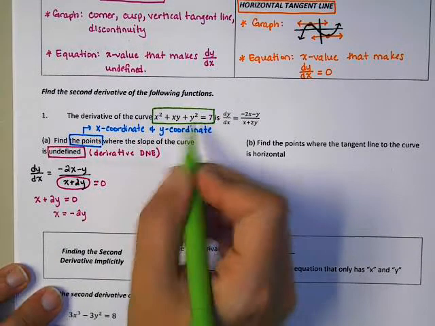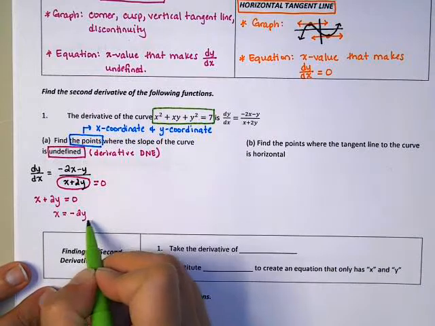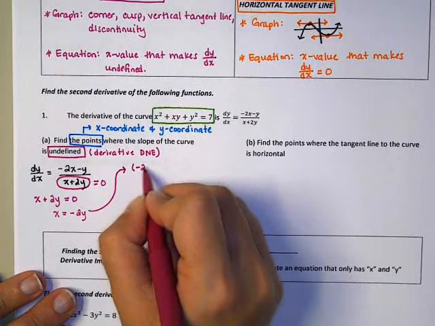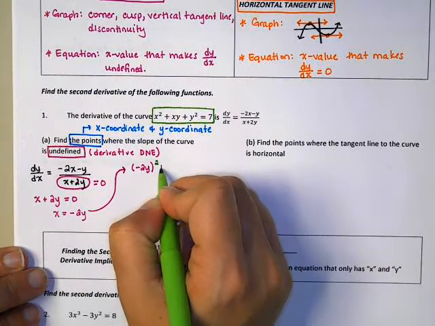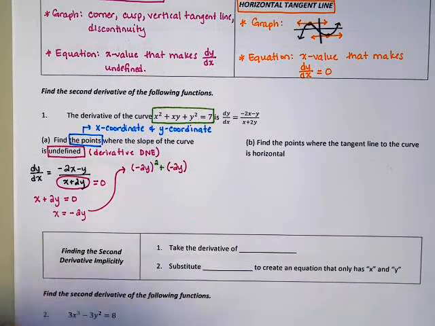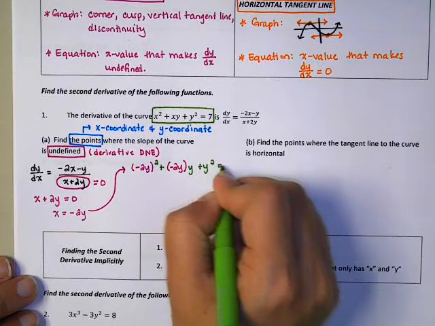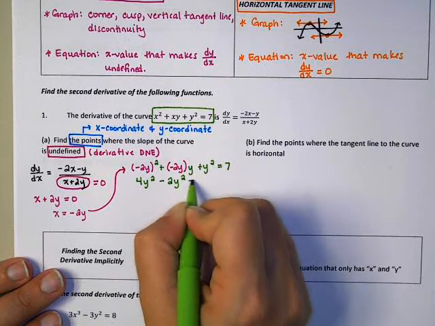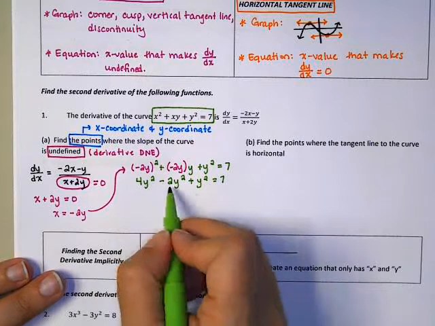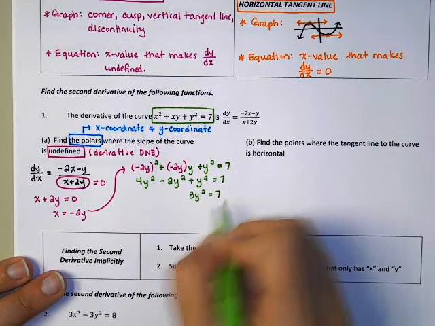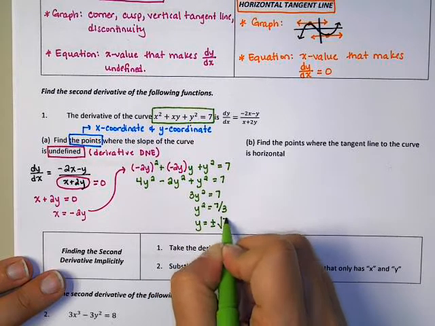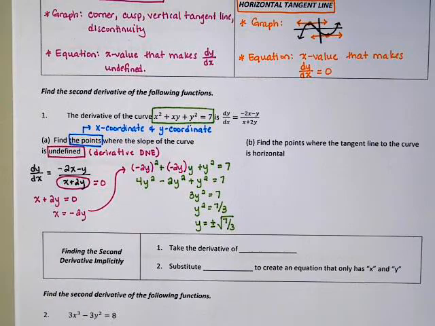Now I'm going to take this equation and replace all of the x's with negative 2y. So in this equation, I'm going to have negative 2y squared plus negative 2y times y plus y squared equals 7. If I simplify this equation, I'm going to have 4y squared minus 2y squared plus y squared equals 7. Now 4 minus 2 is 2, plus 1 is 3y squared equals 7. I would divide by 3, so y squared equals 7/3, and then I would square root, so y equals plus or minus the square root of 7/3. That tells me that there are two locations, 2 points, where the slope of the curve is undefined.